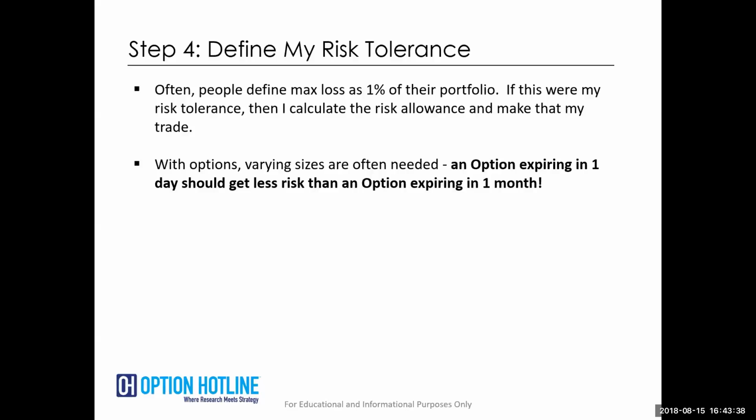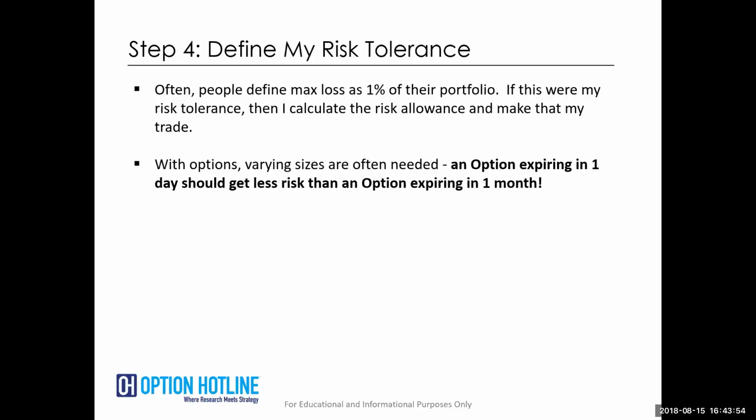Now, once I know what my option structure is, I know how I can make that risk tolerance work with my option structure. But when I'm getting set up at the beginning, I want to say, okay, here's my capital at risk. So if it's going to be 1%, then I say, okay, that's $1,000.